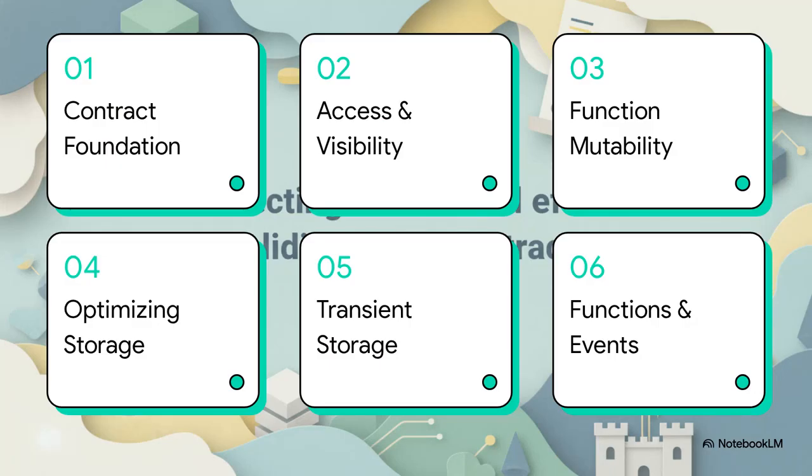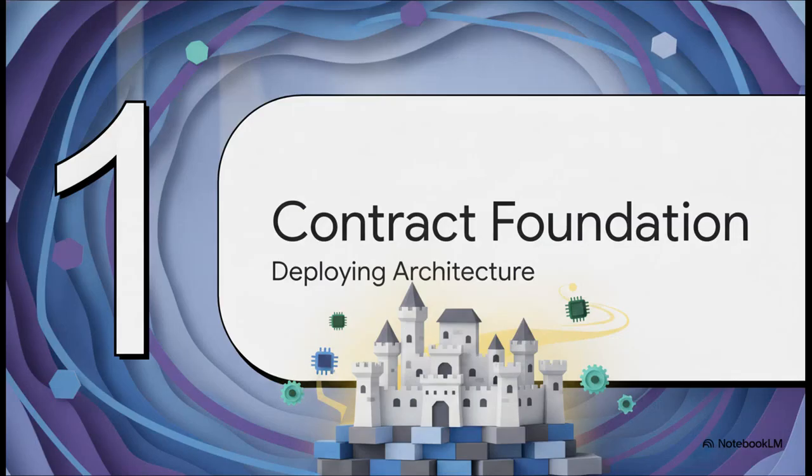Okay, here's our roadmap for today. We are going to cover 1. The Smart Contract Foundation. 2. Controlling access with visibility. 3. Function rules and mutability. 4. Optimizing storage and variables. 5. The transient storage revolution. And finally, 6. Special functions and events. Let's jump right into part 1, the Smart Contract Foundation, deploying the architecture.